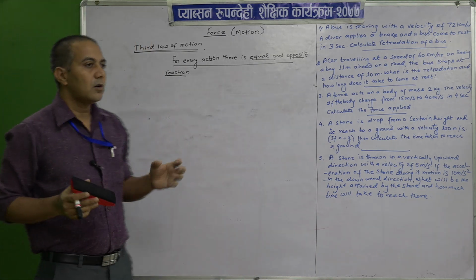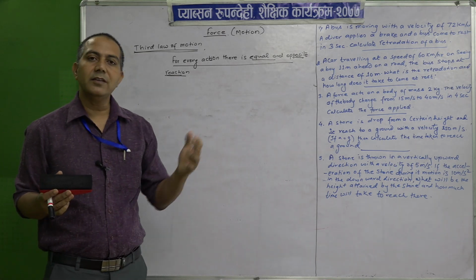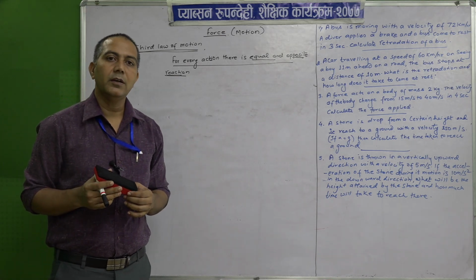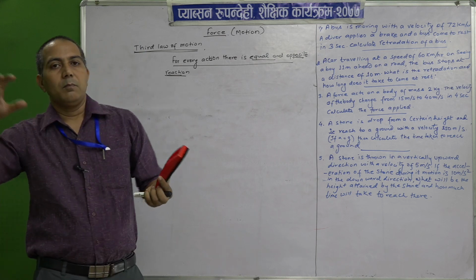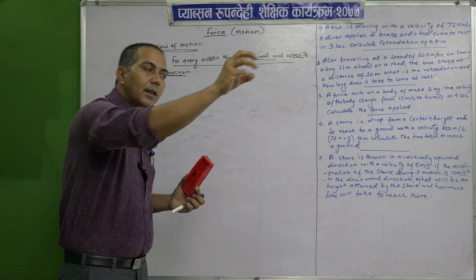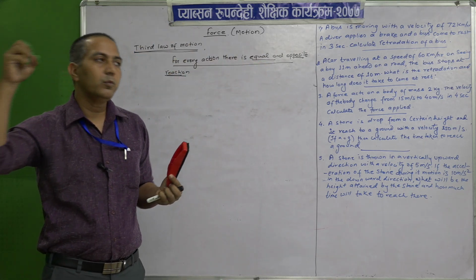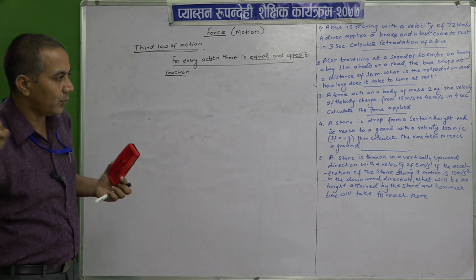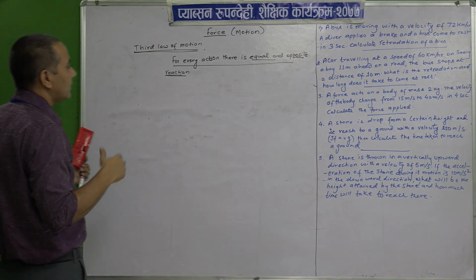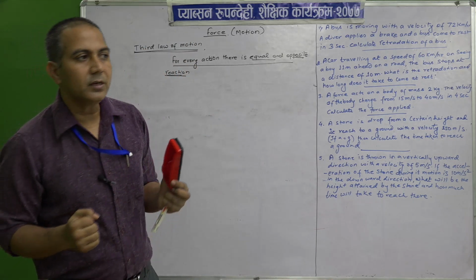So, Newton's third law of motion states that for every action there is an equal and opposite reaction. However hard we throw a ball at a wall, it comes back to our hand with a similar force. Okay. Now let us come to some reasoning questions related to the third law of motion.